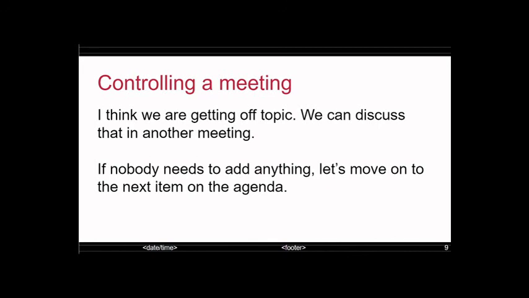You might need to take control of a meeting. You may not be the chairperson, the person who organised the meeting, but the meeting might not be under control properly. So we've got a phrase like this: I think we're getting off topic. We can discuss that in another meeting, because sometimes one idea leads to another, and then we're talking about something that's not on the agenda. We're getting off topic.